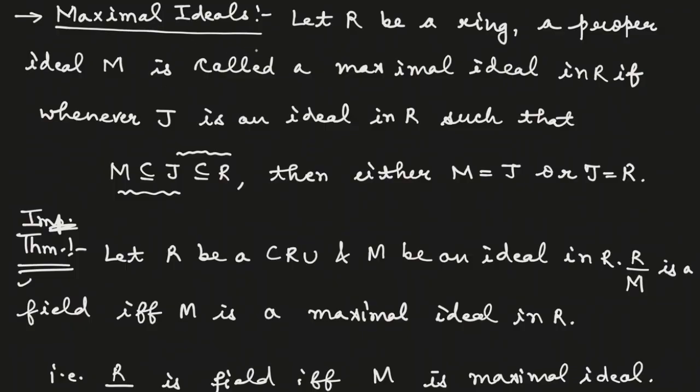So maximal ideal. R is a ring. M is a proper ideal. It is called maximal if whenever J is another ideal in R such that M is contained in J and J is contained in R, then either J is equal to M or J is equal to R. Then we will say that M is a maximal ideal.